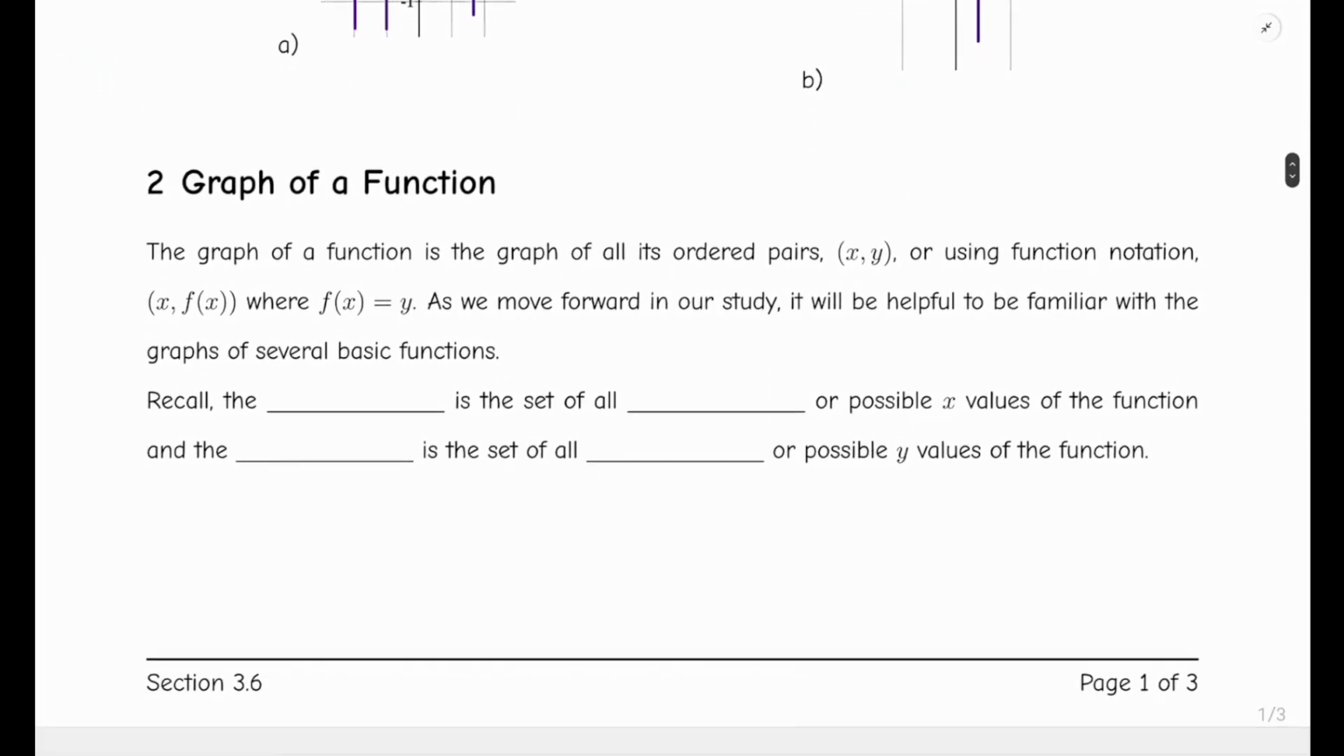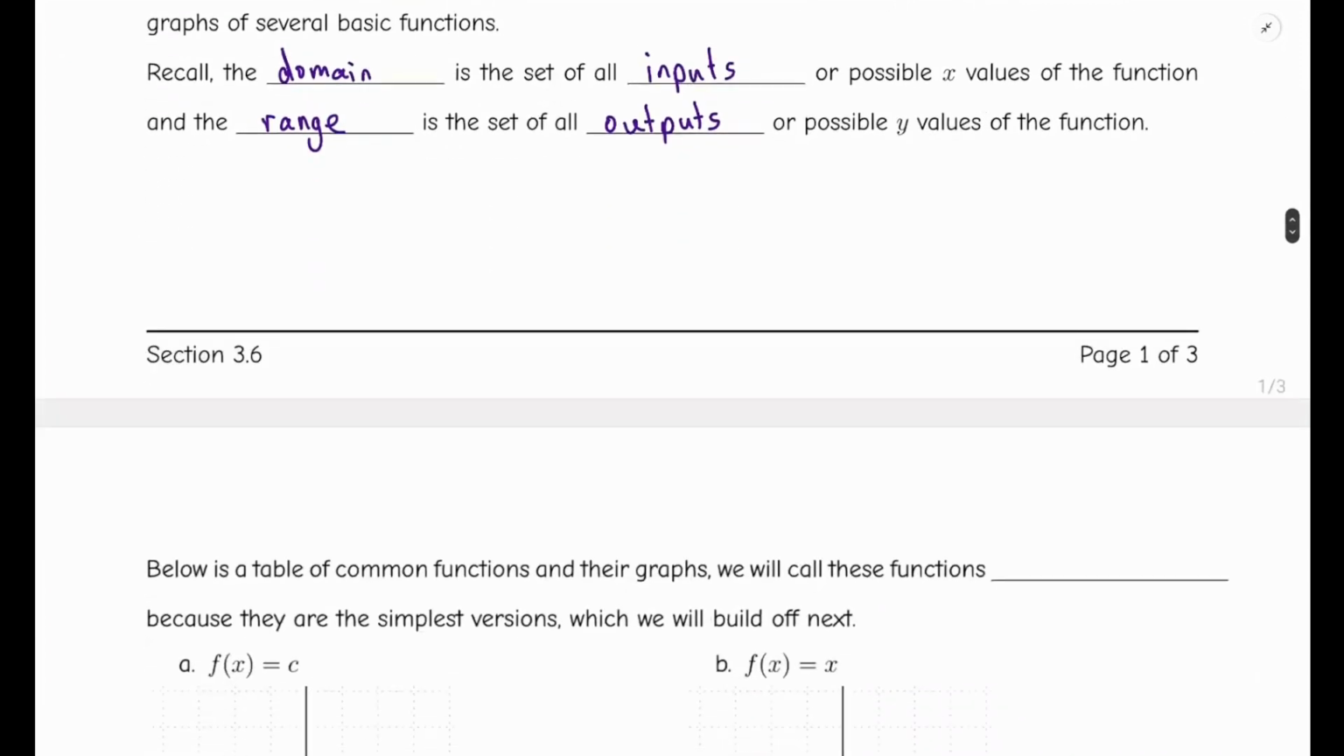Part 2, graph of a function. The graph of a function is the graph of all its ordered pairs (x, y), or using function notation, (x, f(x)), where f(x) equals y. As we move forward in our study, it will be helpful to be familiar with the graphs of several basic functions. Recall the domain is the set of all inputs or possible x values of the function, and the range is the set of all outputs or possible y values of the function.